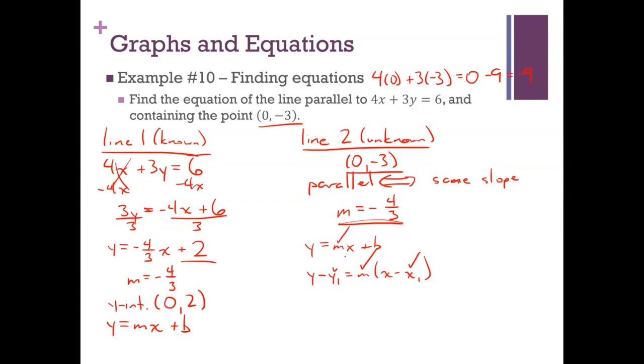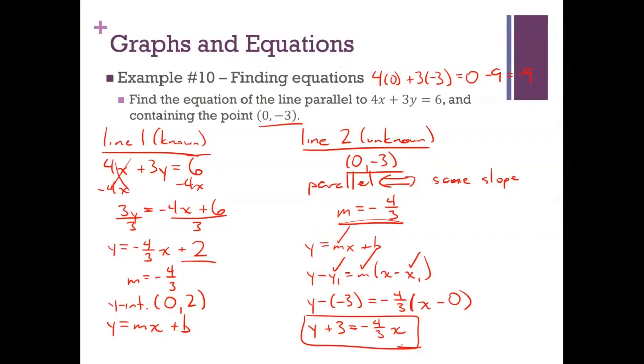So we know x1 and y1. So we know everything we need to know about that bottom, the point slope. So let's go ahead and fill that in. So y minus -3 is equal to -4/3 times x minus 0. So y plus 3 is equal to -4/3 x. So I think this is good for point slope form.